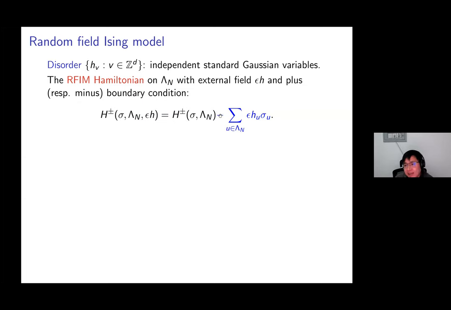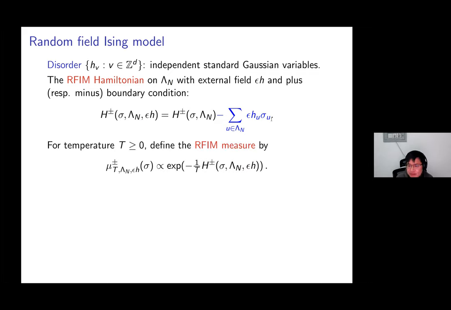I said add, but here is a minus sign, because this minus sign inherits from the minus sign in the definition of the Hamiltonian in the first slide. The blue term we just added incorporates the spin interaction with the external field. You see that with this blue term, the spin tends to agree with the sign of the external field. And the larger epsilon is, the stronger this effect is, okay.